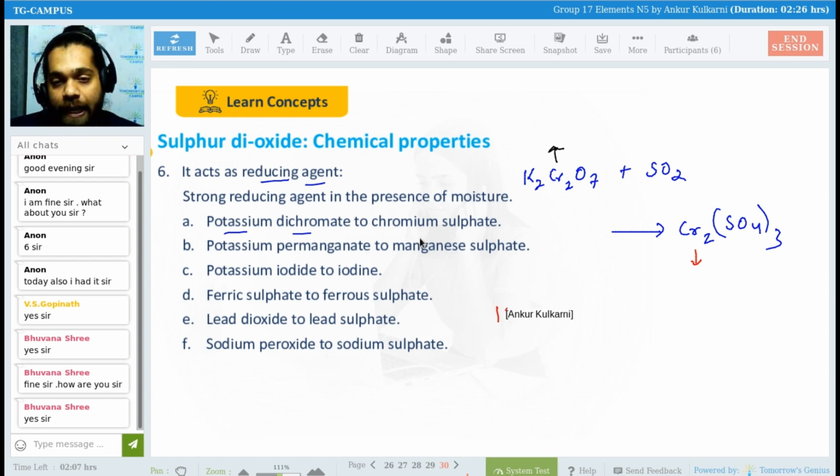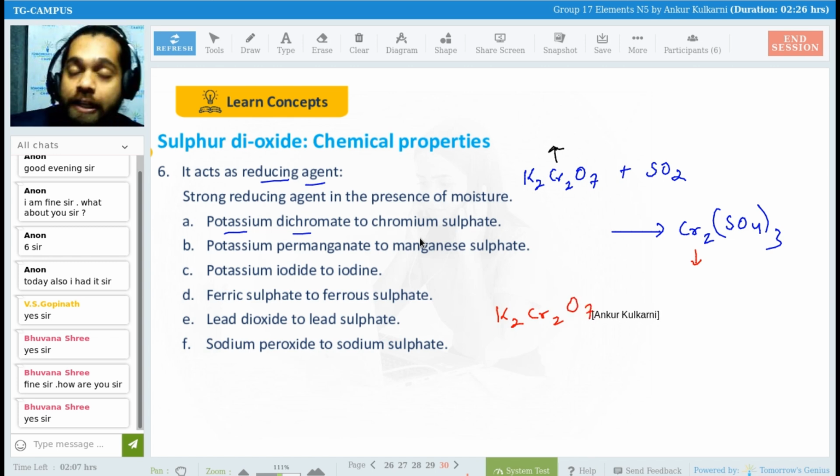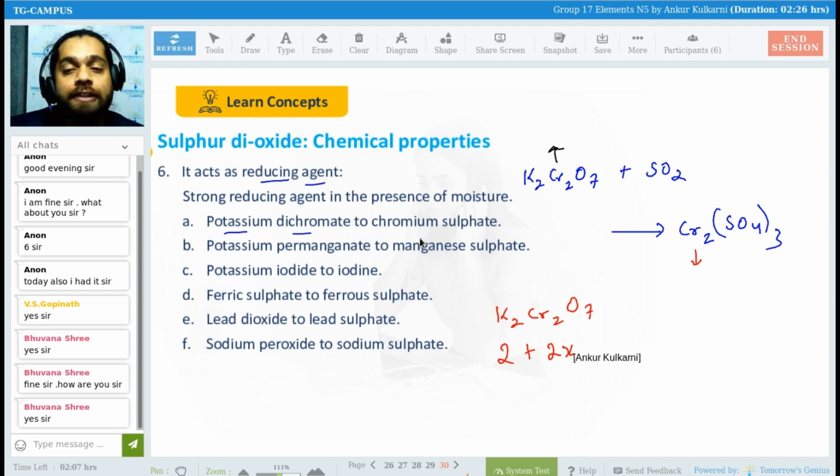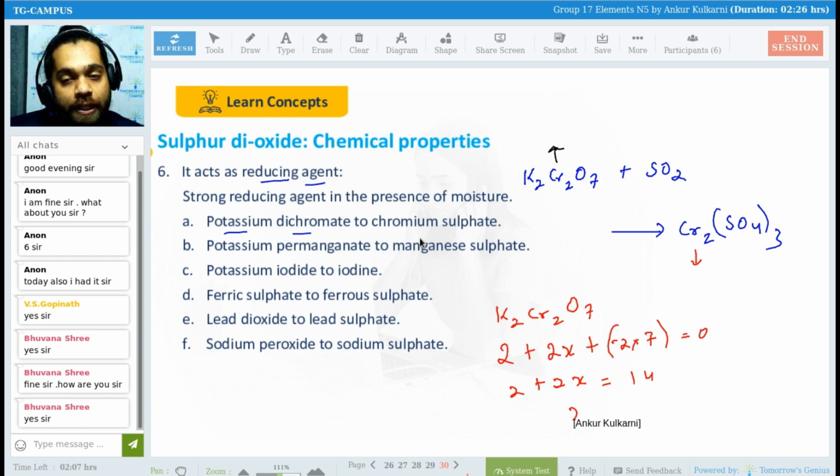How to calculate? Look over here. K is in group 1, so I will consider its oxidation state. The charge on K is +1. How many K do I have? I have 2K, so +2, plus I am calculating it for chromium, so I'll take it as x. I have 2 chromium, so I'll take it as 2x. What is the charge on oxygen, everyone? It is -2. So -2 into 7, that is -14, is equal to 0. So if I solve this, 2 plus 2x minus 14, if -14 goes that side, becomes plus 14.